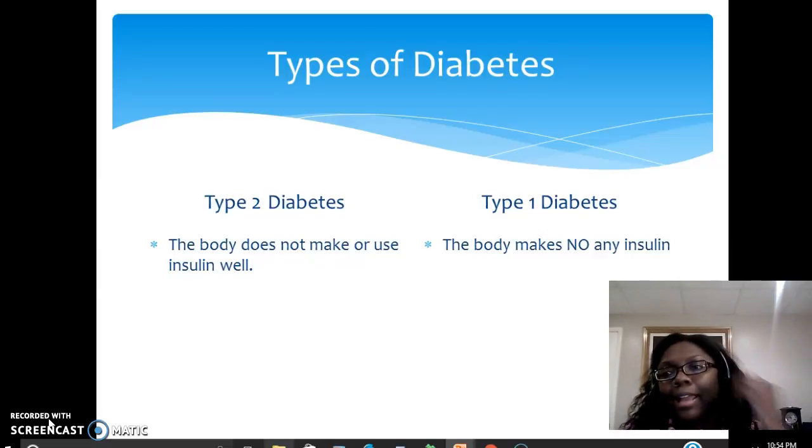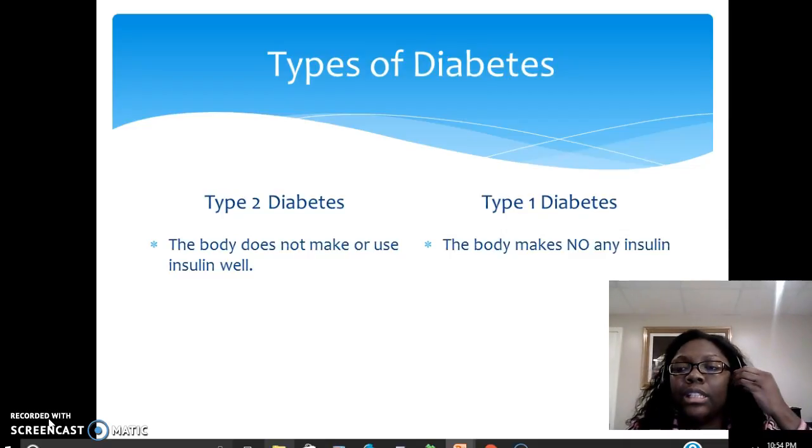Okay, well, I'll explain that. I'll be happy to explain that. So type 2 diabetes makes very little insulin, so that only a small amount of sugar can be deposited into the body, into those major tissues for function. In type 1 diabetes, the body makes absolutely no insulin at all.